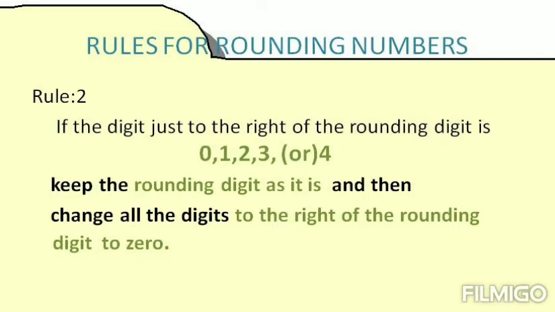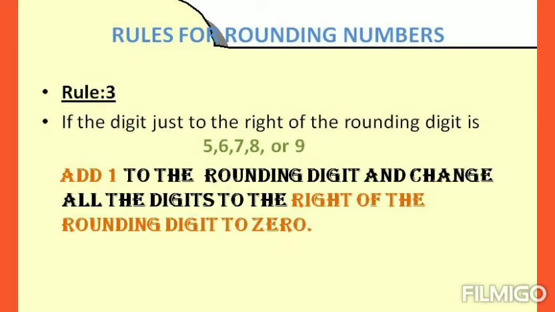If the digit to the right of the rounding digit is not 0, 1, 2, 3, 4, we should move to the rule number 3. That is, if the digit to the right of the rounding digit is 5, 6, 7, 8, 9, we should add 1 with the rounding digit and then change all the places to the right of the rounding digit to 0.